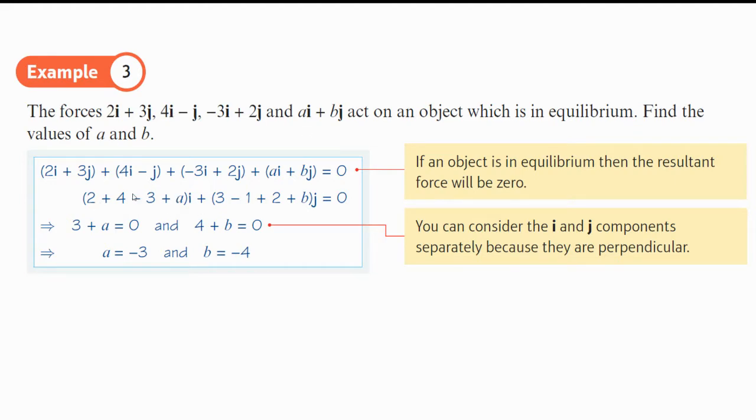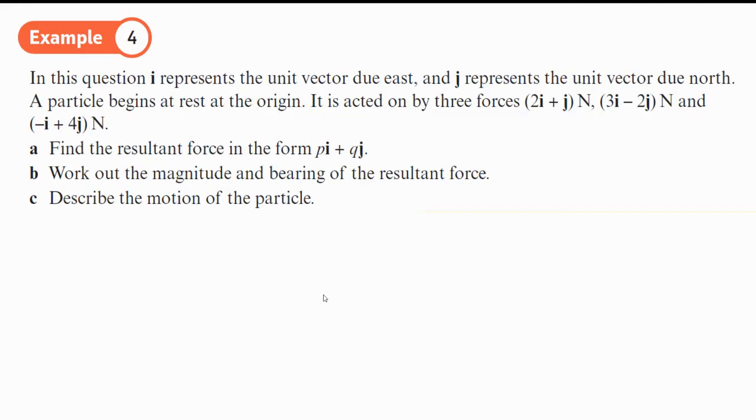So combine those, and we know it's got to equal 0 because it's in equilibrium, which means that A is going to be negative 3. And combine the b's, you've got 3 minus 1, 2, and B. Combine those, you're going to get that B is negative 4. Okay, and it's as simple as that.